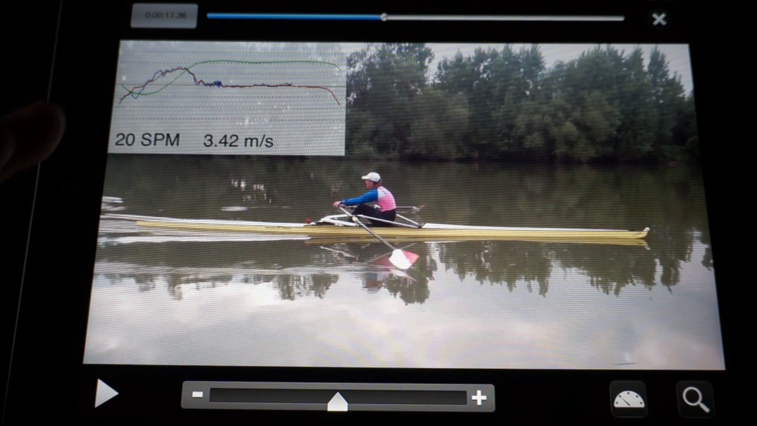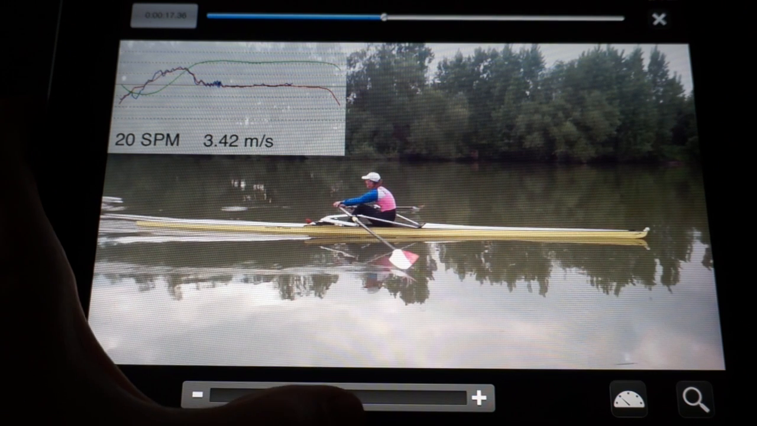And the result of that is a very shallow rise of the boat acceleration at the catch. And remember, we want to minimize the time that the boat is going slow, and at the catch the boat is going slow. So what we want to do is we want to accelerate the boat again as fast as possible at this point of the stroke. So ideally we'd want to see a steep rise of the acceleration graph at the catch.